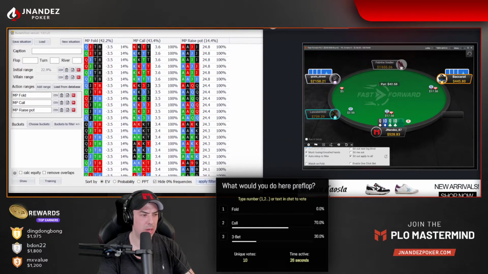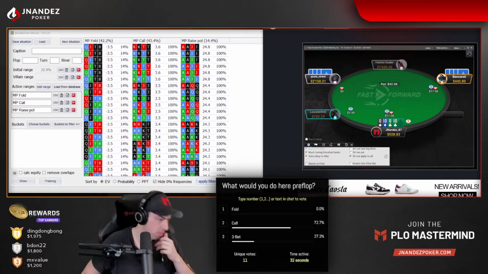Can we use Bucket Tool for MTT spots as well, and how? Not at the moment, but you will be able to in the future. Probably even in the near future.